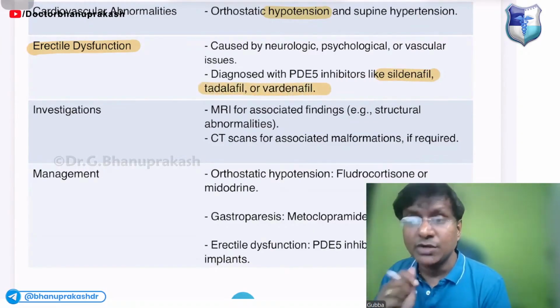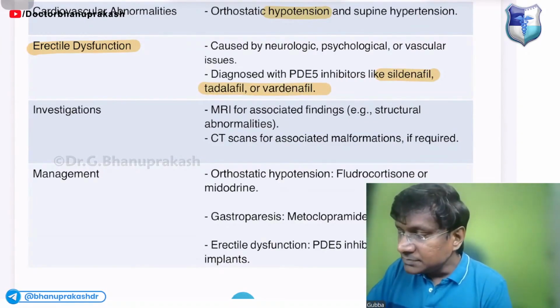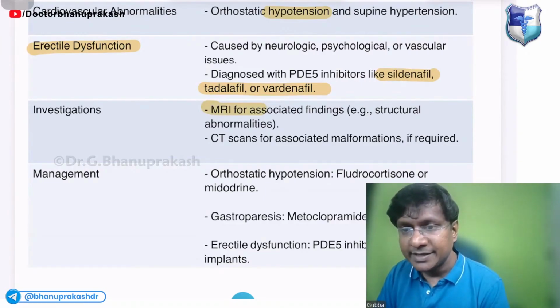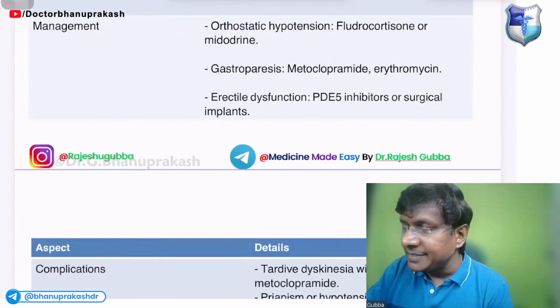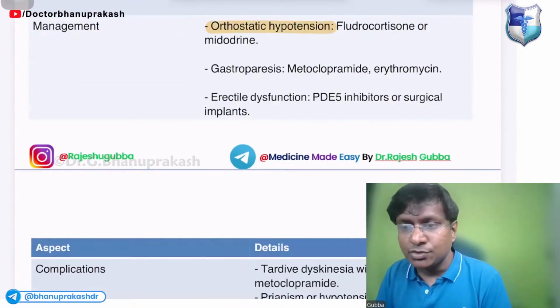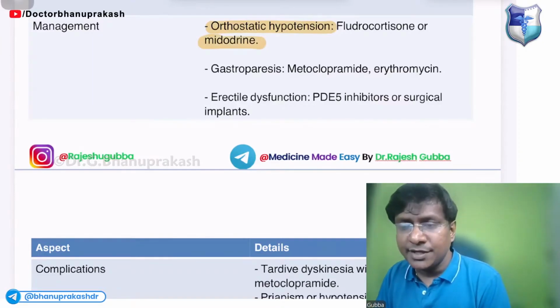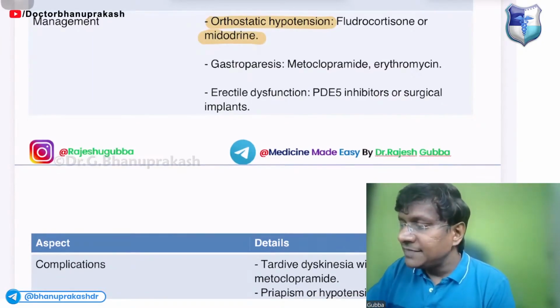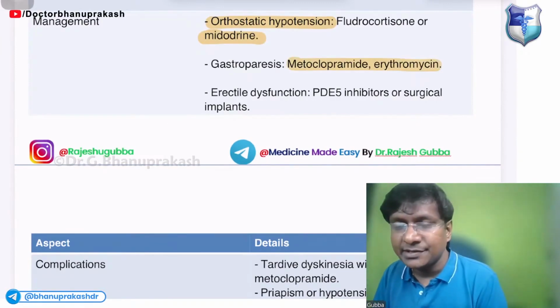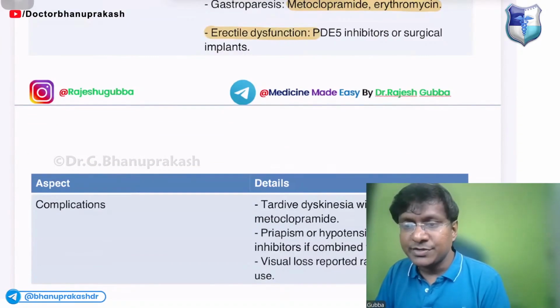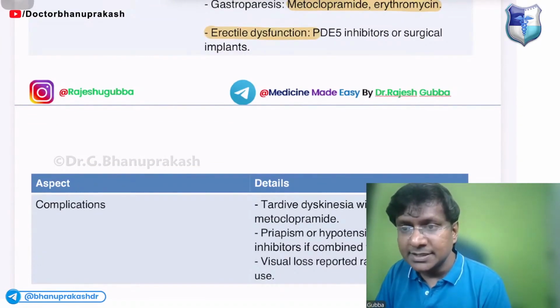And how will you do the workup of these patients? MRI is what you need to do in order to look for structural abnormalities damaging the parasympathetic or sympathetic nervous system, right? And the treatment completely depends upon what the abnormality is. If it is orthostatic hypotension, the drug of choice will be the alpha-1 agonist midodrine, or an alternative drug will be fludrocortisone. And if there is gastroparesis, you need to give prokinetic drugs like metoclopramide. And erectile dysfunction is treated with phosphodiesterase 5 inhibitors, that is sildenafil, tadalafil, or vardenafil, right?